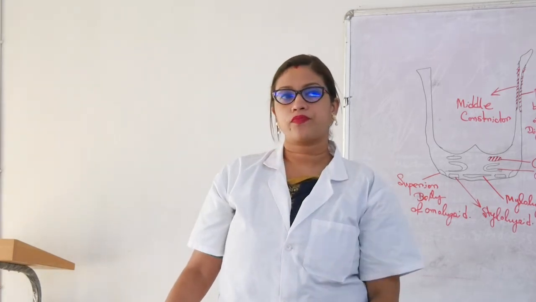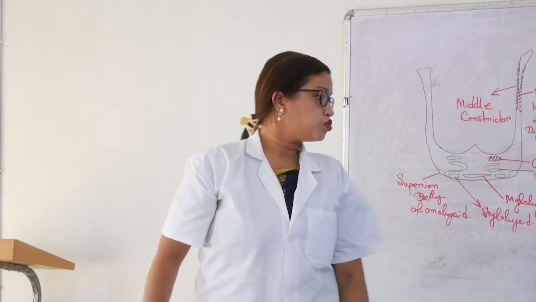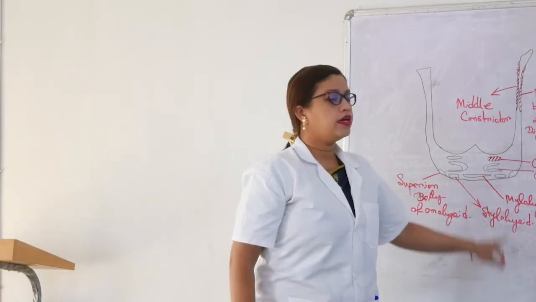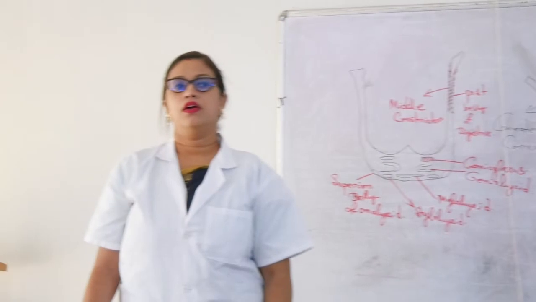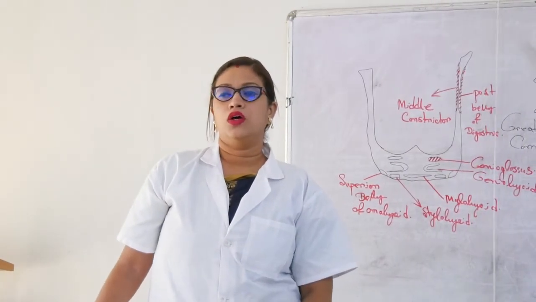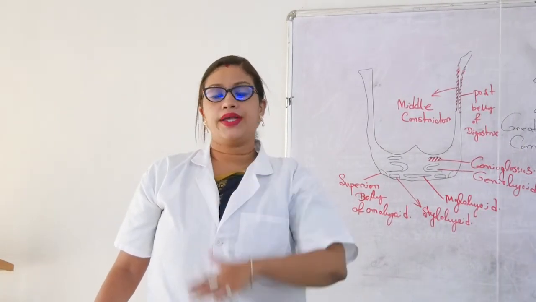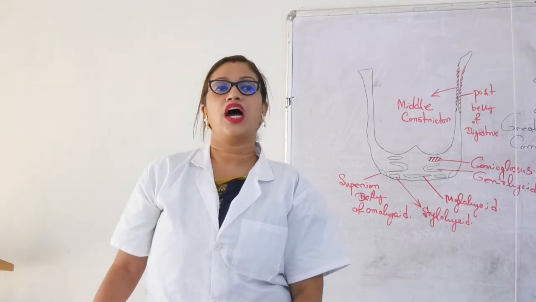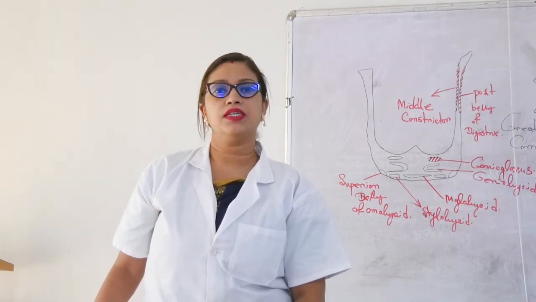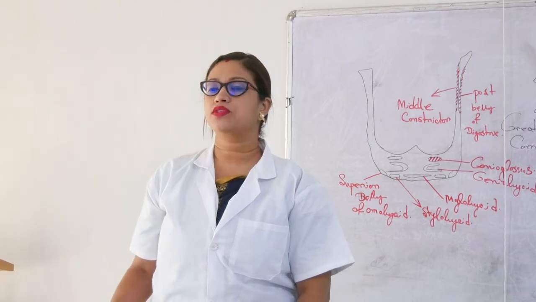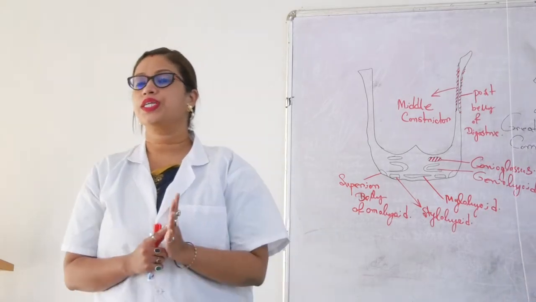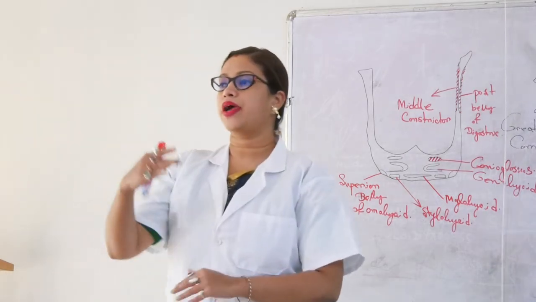Lower border. What are the muscles? I told you in the previous class about the infrahyoid muscles. All would be attached to the lower border. First, say which are the suprahyoid muscles, meaning above the hyoid.